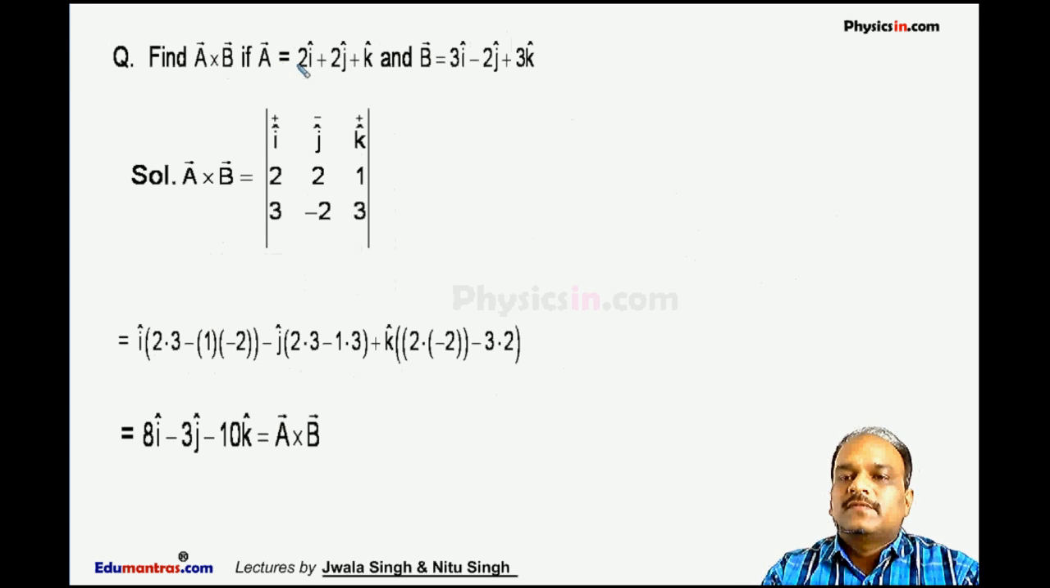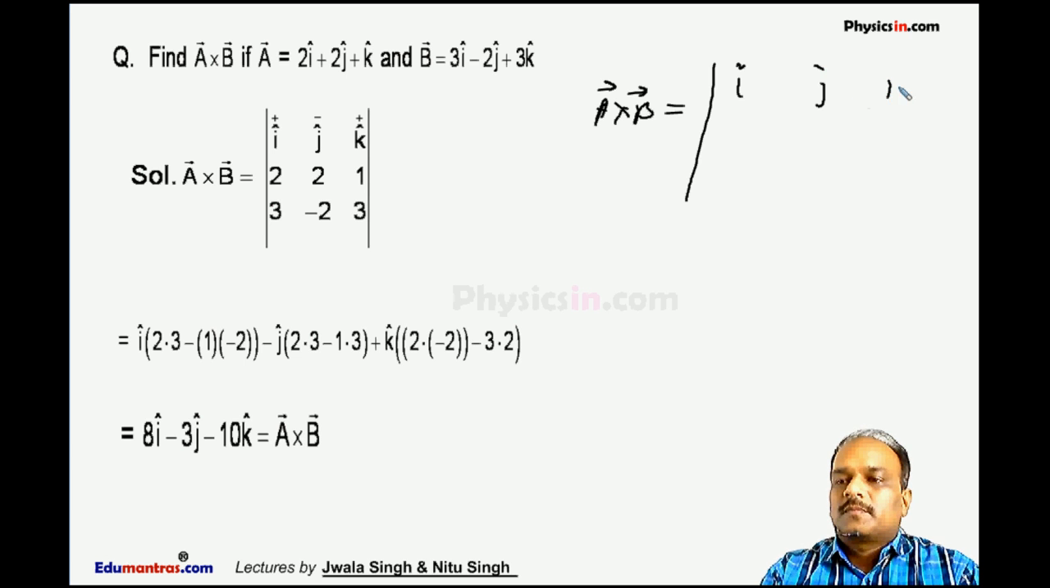Now find A cross B if A is 2 i cap plus 2 j cap plus k cap and B is 3 i cap minus 2 j cap plus 3 k cap. So for A cross B, I will make a determinant here. A cross B means the first position is A and in the second position it is B, so I will make a determinant, substituting here i cap, j cap, k cap. First I will take the coefficients of A: 2, 2, 1. Now after that B, the coefficients of B here are 3, minus 2 and 3.